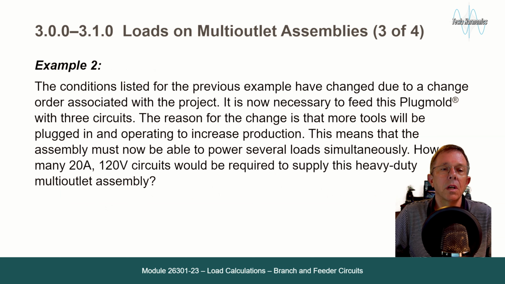Example 2. The conditions listed for the previous example have changed due to a change order associated with the project. It is now necessary to feed this plug mold with 3 circuits. The reason for the change is that more tools will be plugged in and operating to increase production. This means that the assembly must now be able to power several loads simultaneously. How many 20 amp 120 volt circuits would be required to supply this heavy duty multi-outlet assembly?